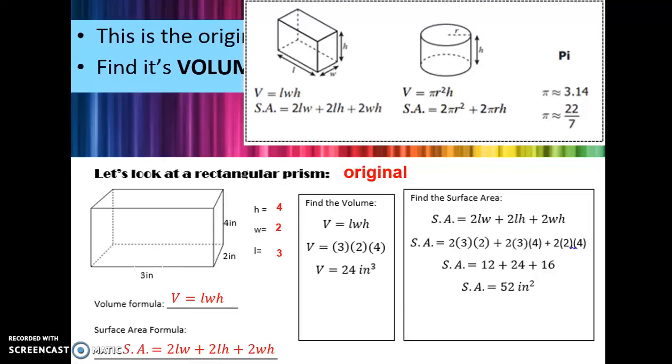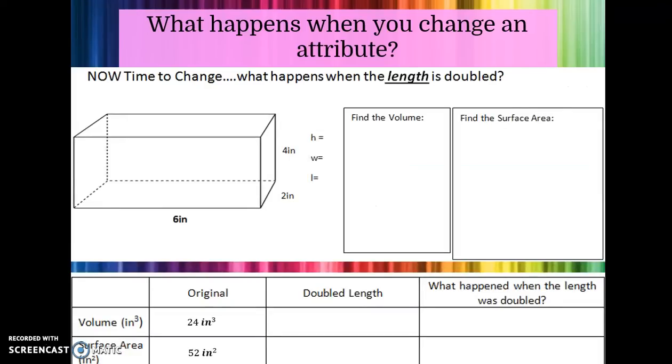Sorry about that. So, moving on, we're first going to look to see what happens when we change an attribute. And we're going to look specifically at what happens when we double our length. So you'll notice on the figure that we've already doubled the length for you. And our height will stay the same at 4, our width is 2, and our length is now 6. So if you want to pause this video and find the volume and the surface area on your own.